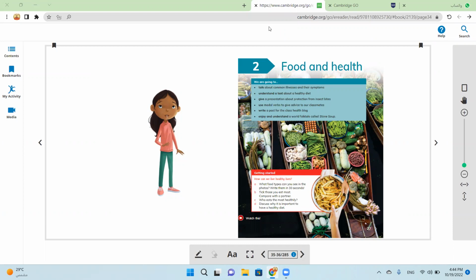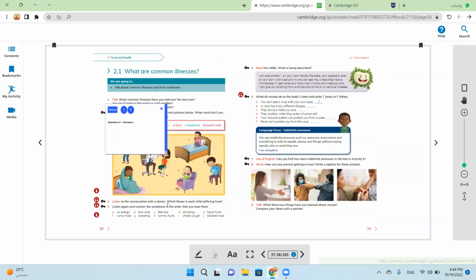So today let us start with Unit 2 about food and health. Food is very important to our daily life. It is important to our bodies, and our health is as important. Today we are going to talk about common illnesses and their symptoms, and we will understand more about how we can eat healthily and have a healthy diet. So let's move to page 28, where we can start the first lesson.